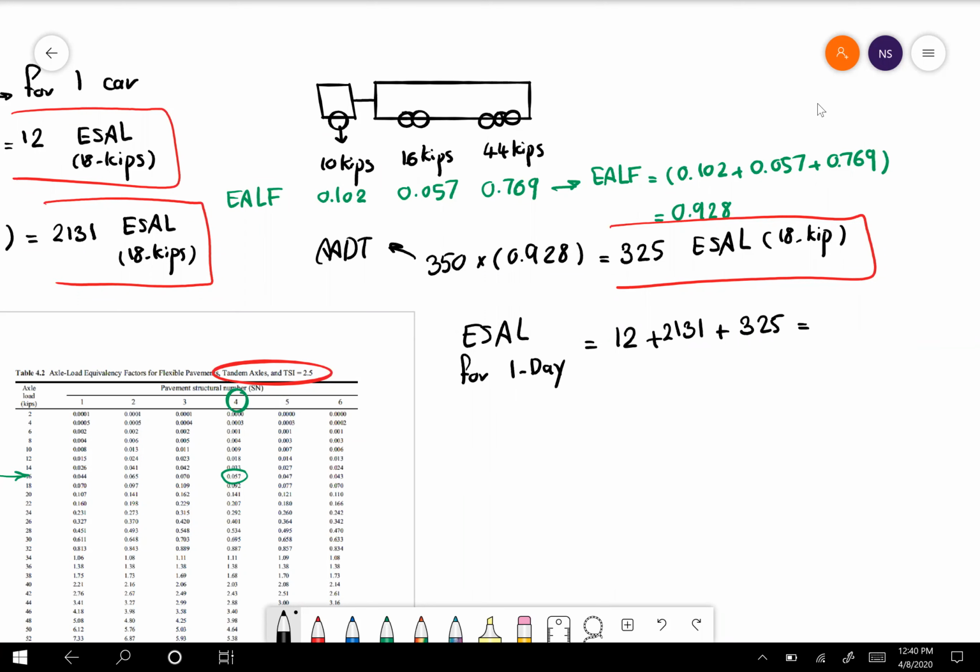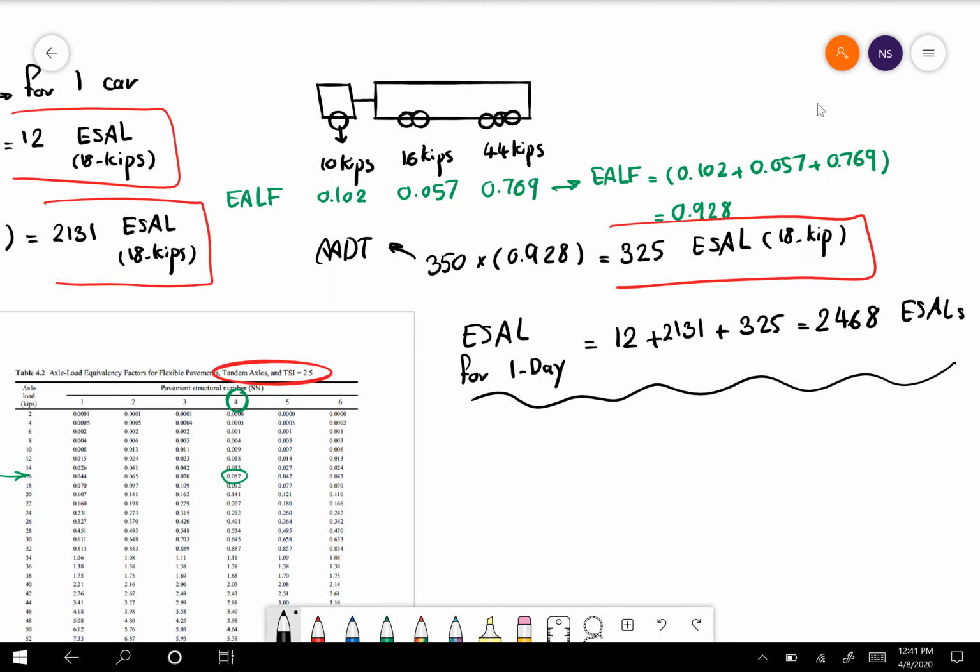And that is going to be 12 plus 2131 plus 325. That's 2468. 2468 ESALs, right? So that's the number of equivalent single axle load for one day, right? So do we have the traffic ready for the pavement calculations? Not yet.